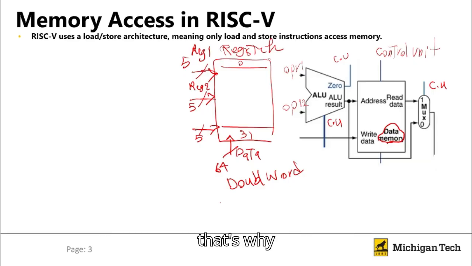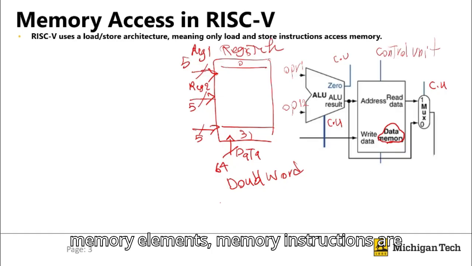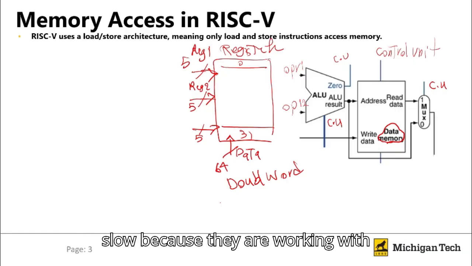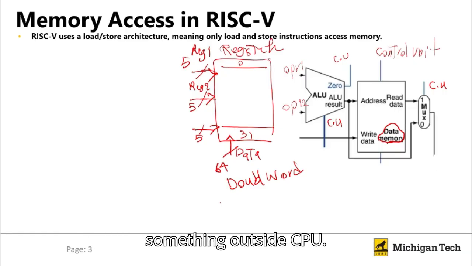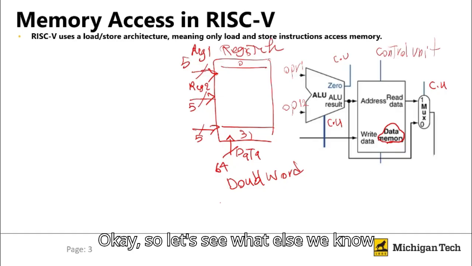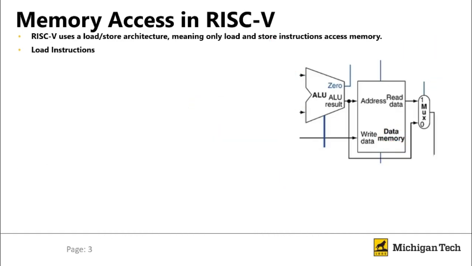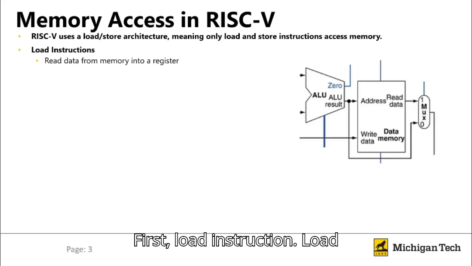So that's why memory elements, memory instructions are slow, because they are working with something outside the CPU. Okay, so let's see what else we know about that. First, the load instruction. Load instruction means we are loading something from memory into registers. So you are accessing memory and bringing that inside the registers.